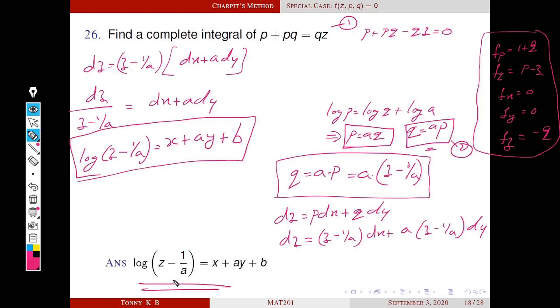This is the solution. I repeat, complete integral is not unique. In the next session, we will see two more special cases of Charpit's method.